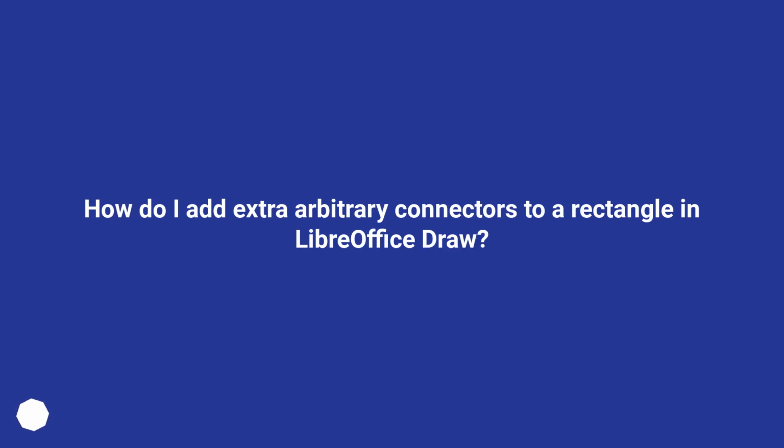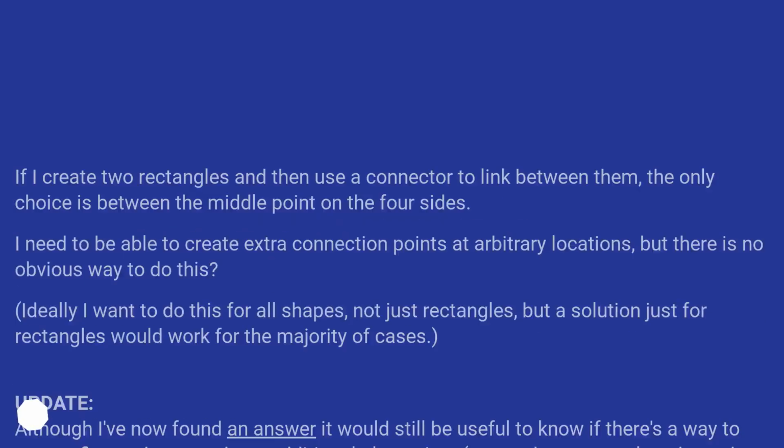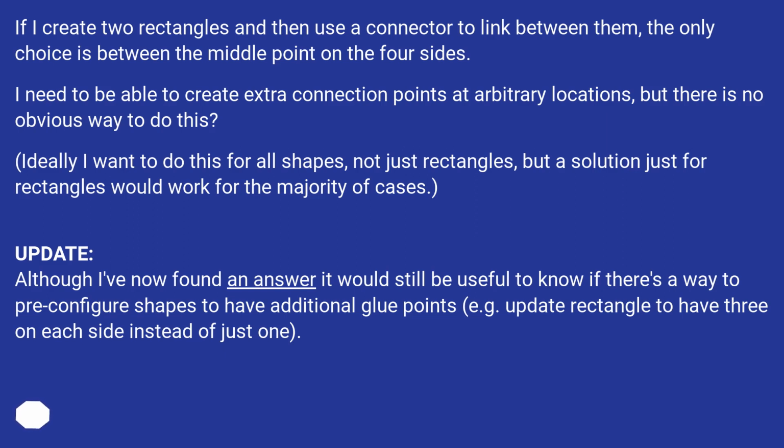How do I add extra arbitrary connectors to a rectangle in LibreOffice Draw? If I create two rectangles and then use a connector to link between them, the only choice is between the middle point on the four sides. I need to be able to create extra connection points at arbitrary locations, but there is no obvious way to do this. Ideally, I want to do this for all shapes, not just rectangles, but a solution just for rectangles would work for the majority of cases.